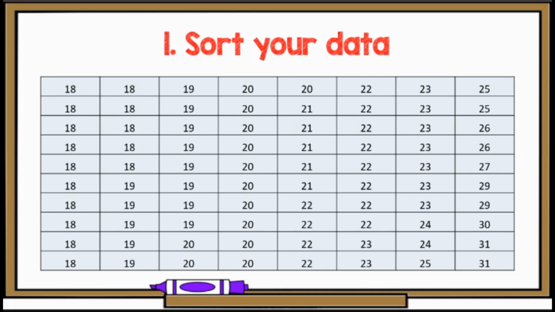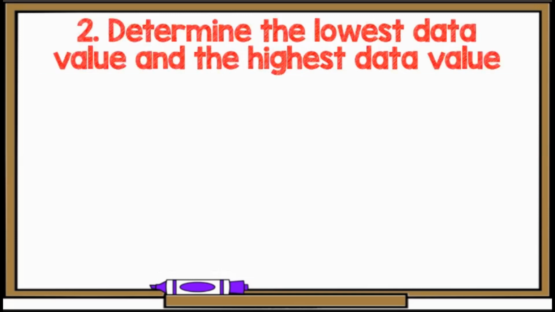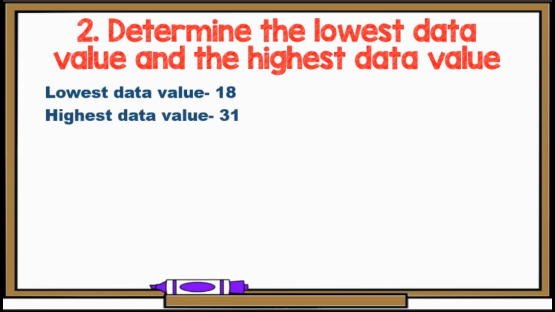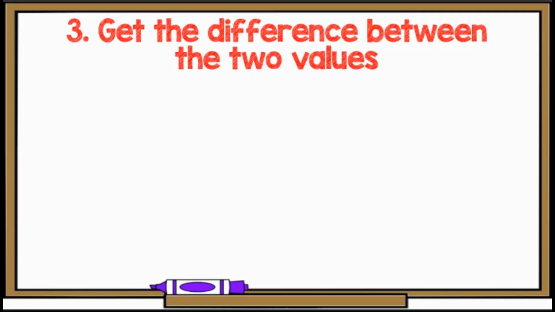Now, let's go to step 2. After sorting your data, determine the lowest data value and the highest data value. Earlier, we already answered that. The lowest data value is 18 and the highest data value is 31. Let's proceed to step 3. Get the difference between the two values. So it is just highest minus lowest. We have 31 minus 18, which is equal to 13.